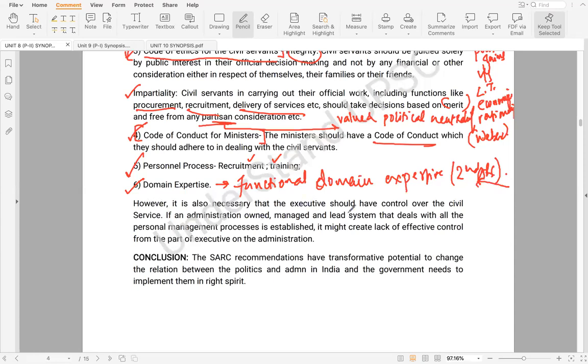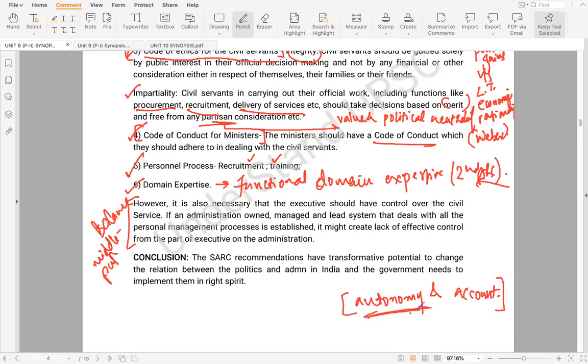However, it is also necessary that the executive should have control. So here you try to draw the balance, the middle path. We all know that autonomy and accountability remain two big problems which are very conflicting in nature in any organization. So you try to draw a balance between them. You say that although you need autonomy for the civil servants in terms of their political neutrality, however, control is also necessary. If the administration owns, manages, and leads a system that deals with all the personnel management processes, it might create a lack of effective control on the part of the executive over the administration.